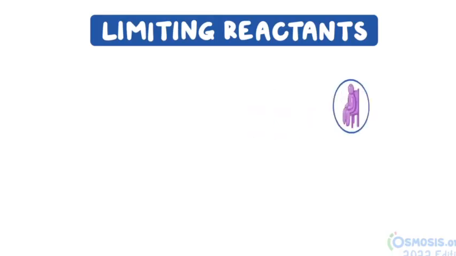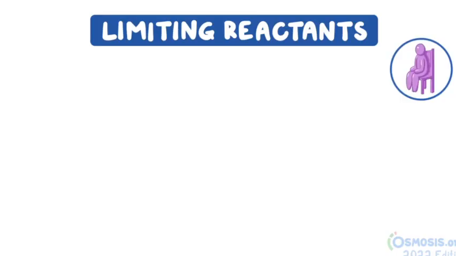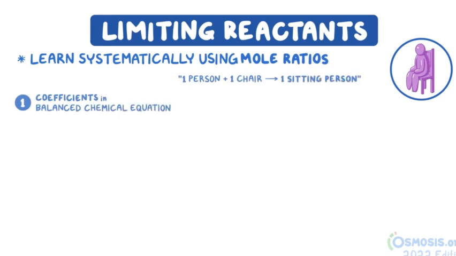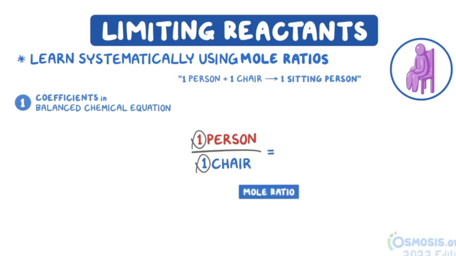But sometimes figuring out the limiting reactant is not very intuitive. And so we'll use the chair example to learn how to find the limiting reactant more systematically, by using mole ratios. If we want to analyze this problem using mole ratios, we start by looking at the coefficients in the balanced chemical equation. In the equation, the coefficients of person and chair are both 1, so the mole ratio between the reactants is 1:1. Now that we have the mole ratio between the reactants, we pick either one of the numbers that were given in the problem.